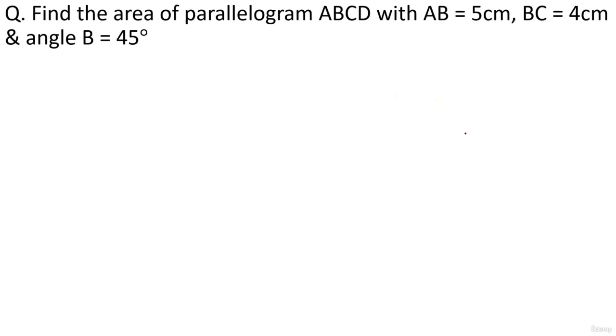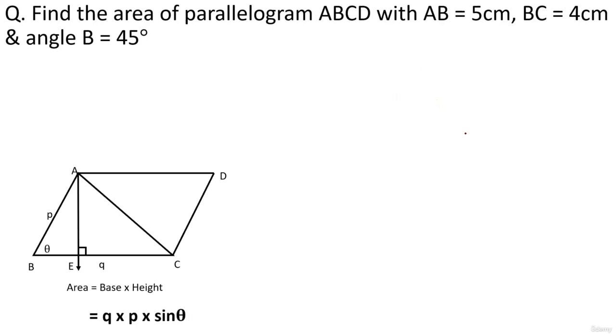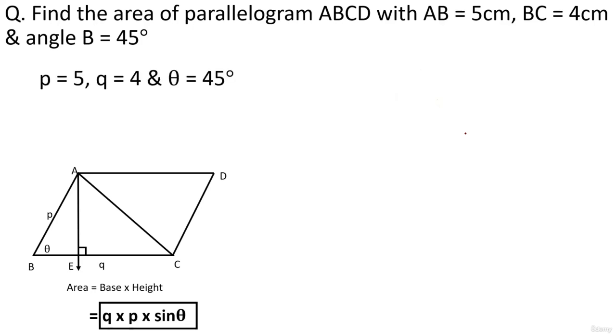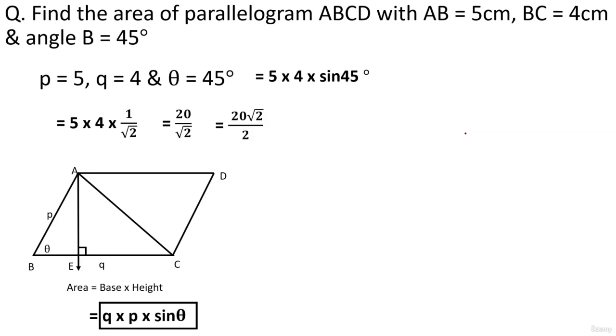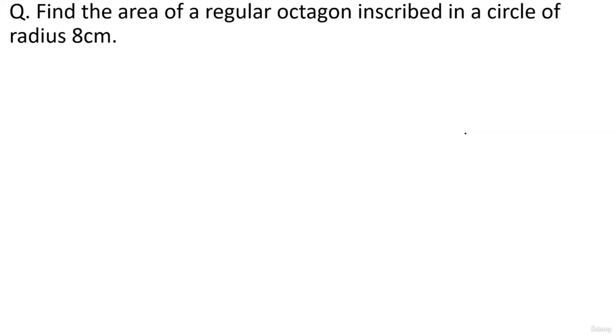Going on further, find the area of parallelogram ABCD with AB equals 5, BC equals 4, and angle B equals 45. So we saw this previously, right? For any parallelogram having adjacent sides P and Q and the angle theta in between them, the area is PQ sine theta. So we put the values in the formula, P as 5, Q as 4, and theta as 45. The answer is 5 into 4 into sine 45. That is 20 by root 2. Rationalizing by multiplying root 2 on top, the answer will be 10 root 2.